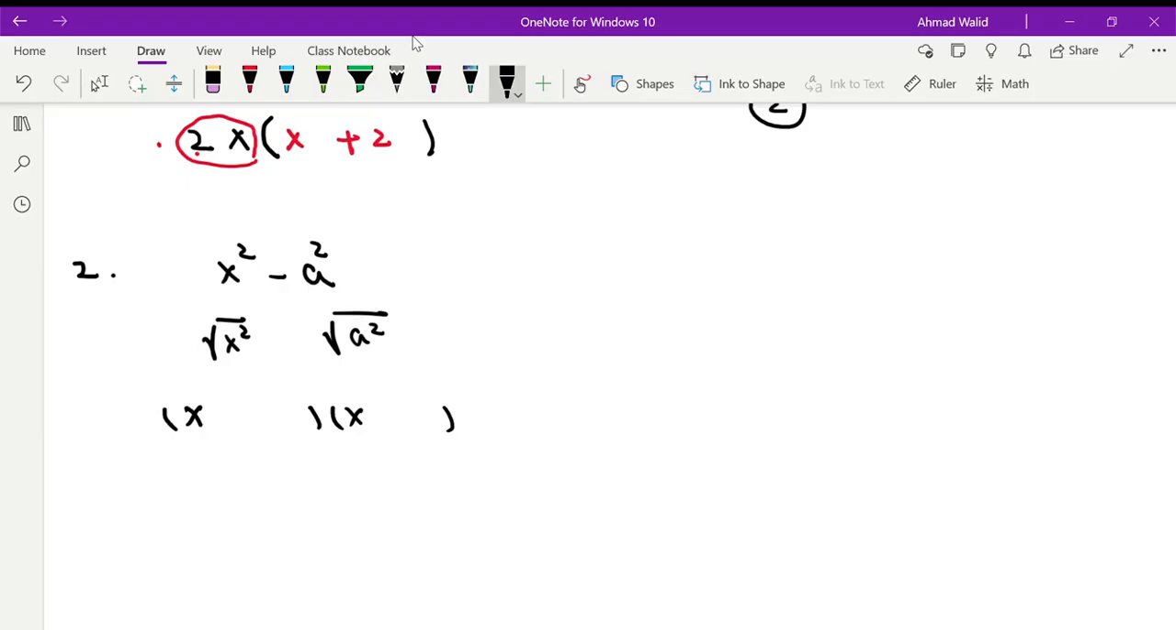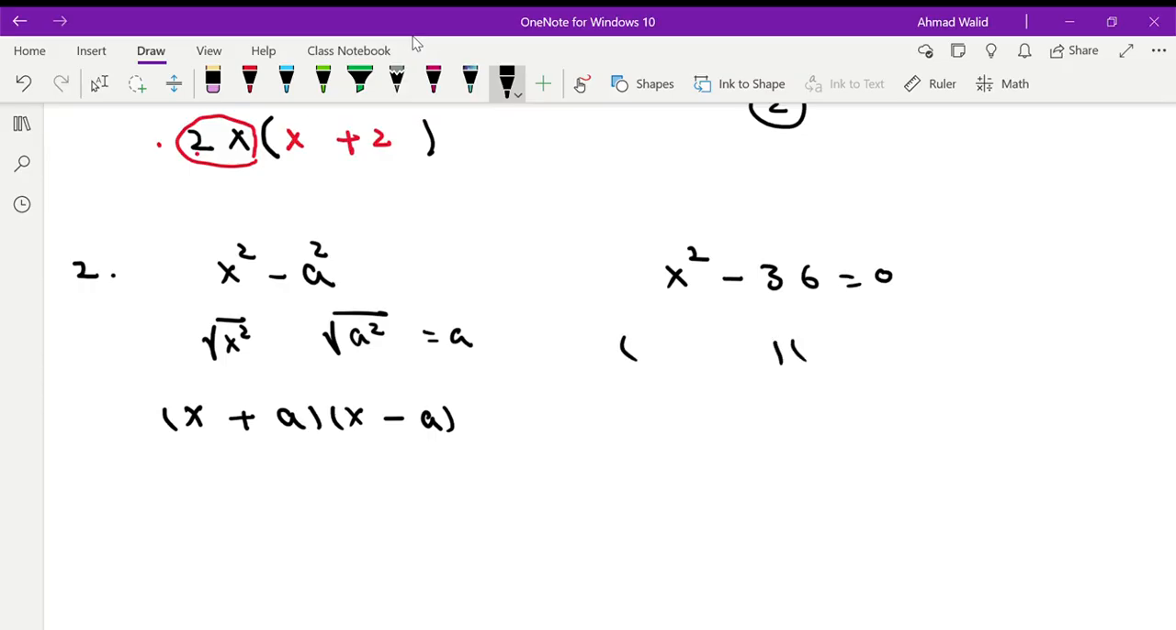Put your result here. The square root of x squared is x. Write it down in the first and second parentheses. And the square root of a squared is a. Write it down in both parentheses. Choose one of your parentheses positive and one of them negative. You are done. Numeric example, x squared minus 36 equals 0.